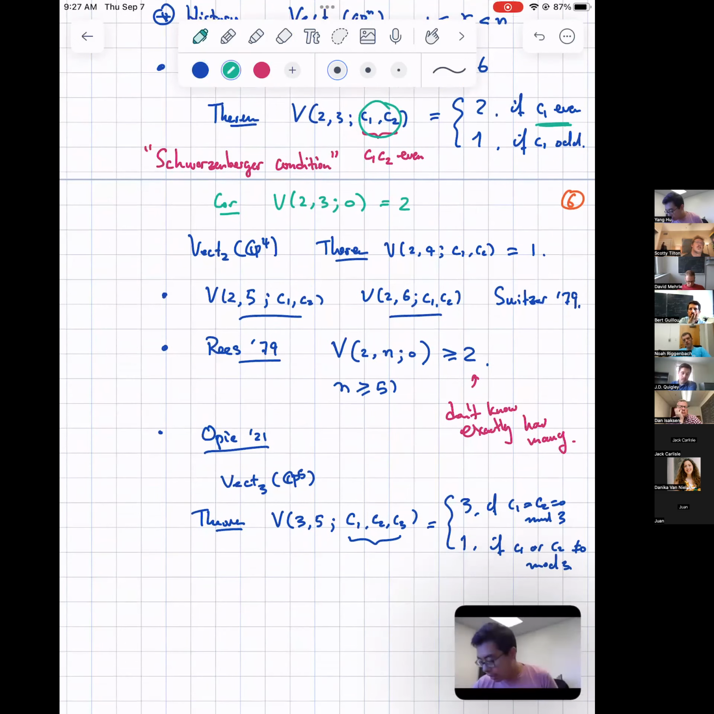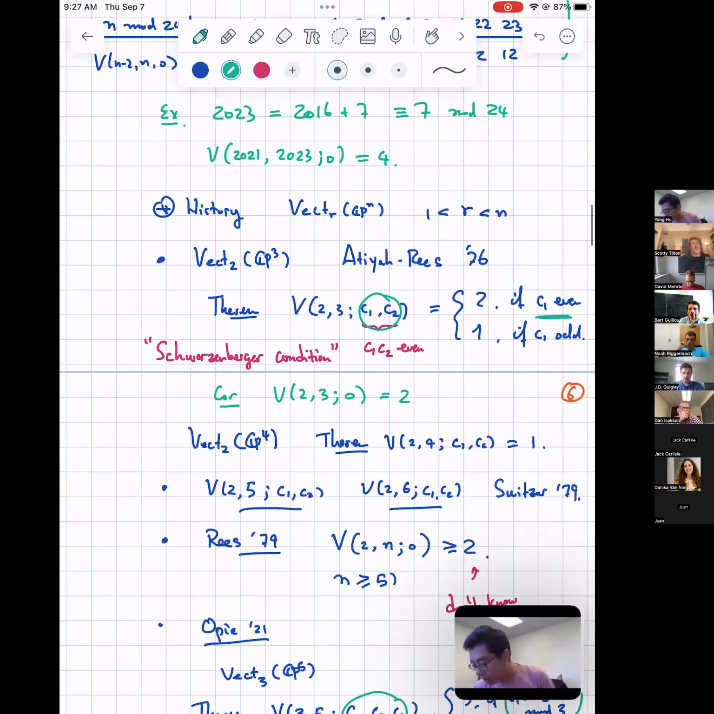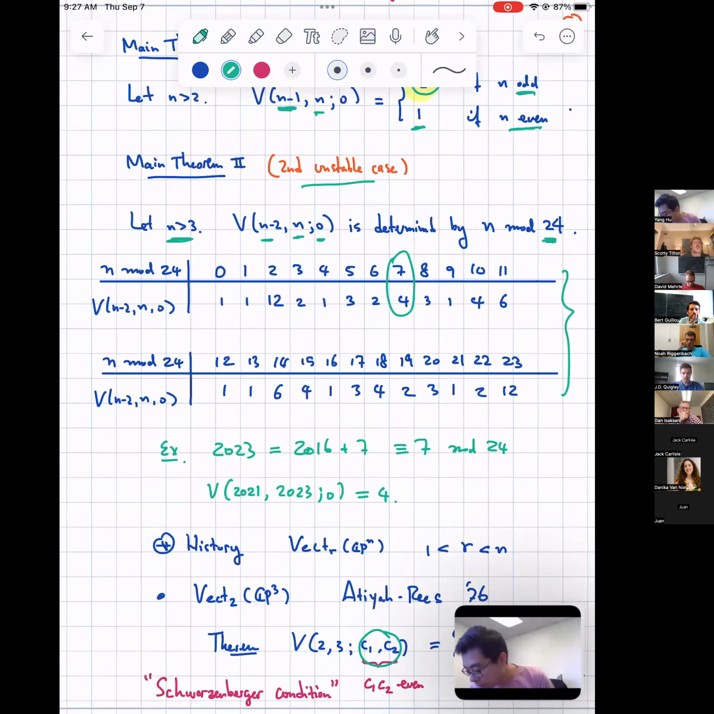And as a corollary, when this Chern data is completely trivial, so the vanishing Chern enumeration for rank 3 bundles over CP5, this result is 3, because in that case both C1 and C2 are 0 modulo 3. And to compare that with our result, this corresponds to a special case of our enumeration. So here, when n is 5 modulo 24, our enumeration gives 3.